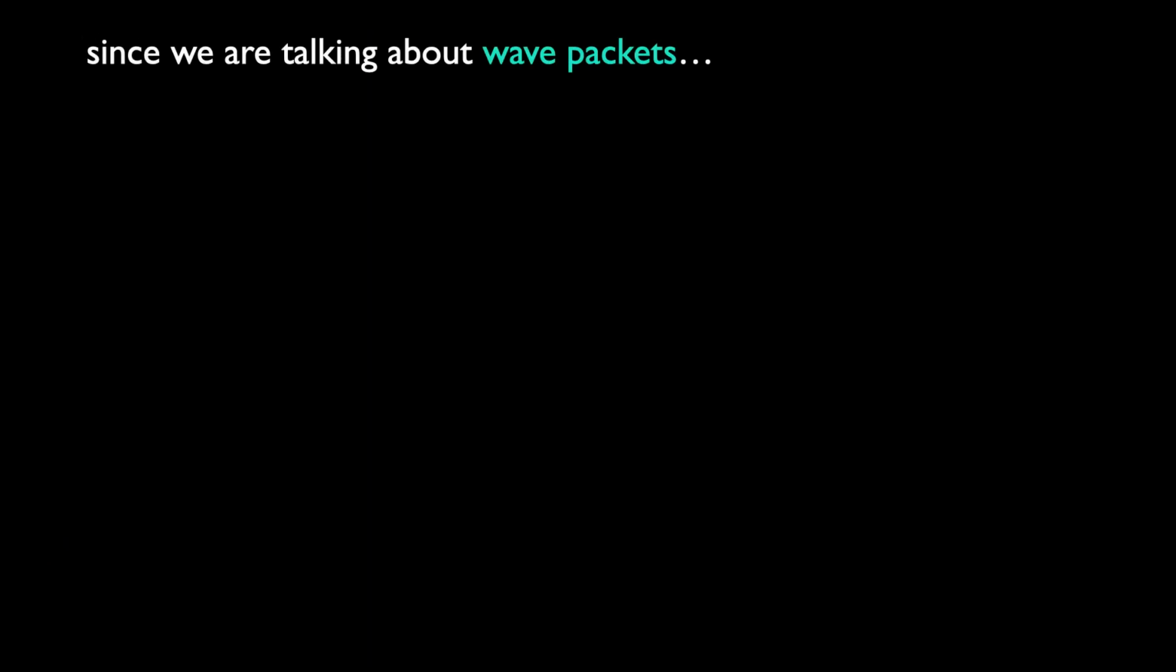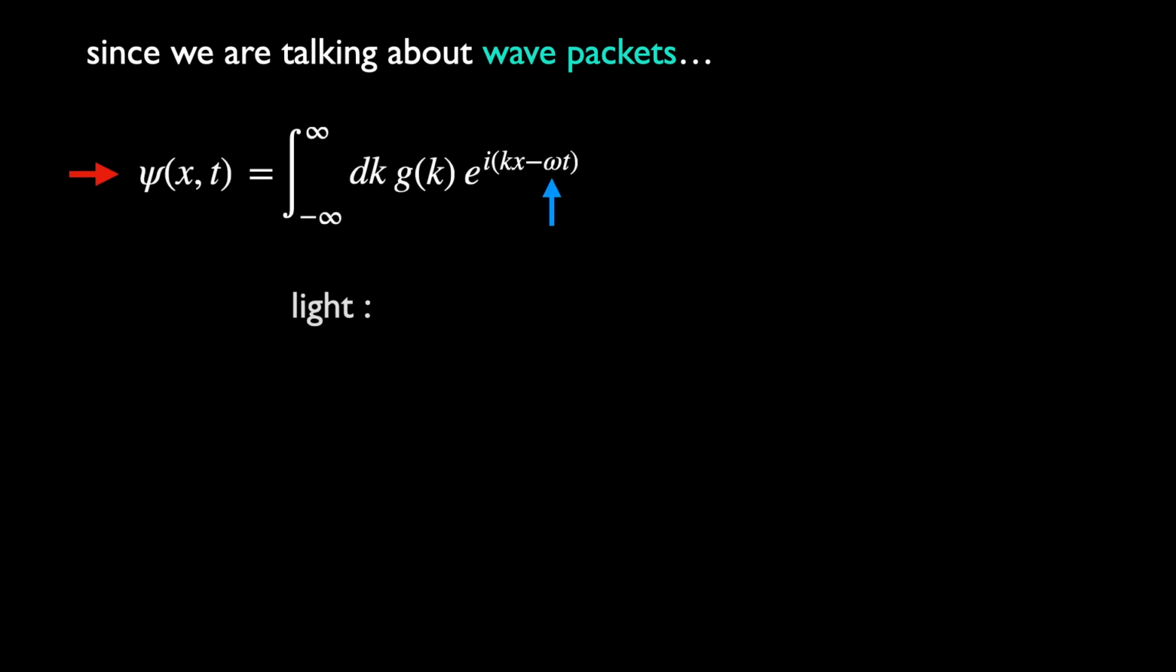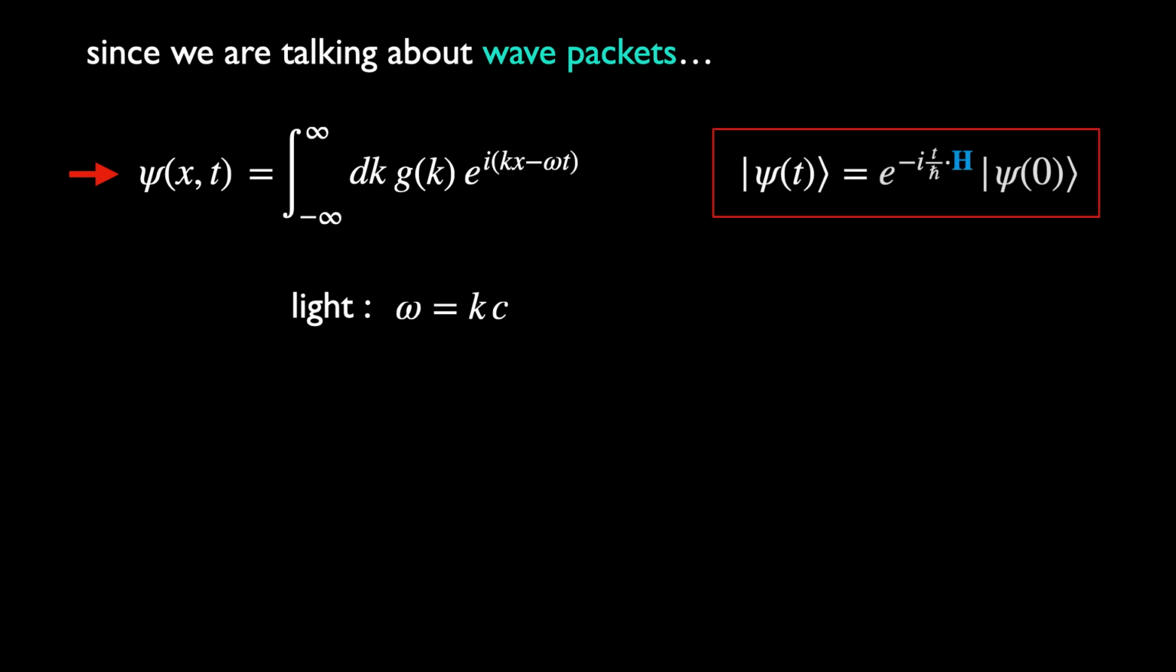Since we are talking about wave packets, let's see how they evolve in time. Classically, this is how light waves propagate. The angular frequency is related to the wave number by a linear dispersion relation, where c is the speed of light. If this is a wave function, we could derive this from how a quantum state evolves in time. We have discussed this in the last lecture. If this wave packet describes how a particle is localized, then we could maybe relate the motion of the wave to the motion of the particle itself. And this will allow us to figure out exactly what the Hamiltonian operator should be.